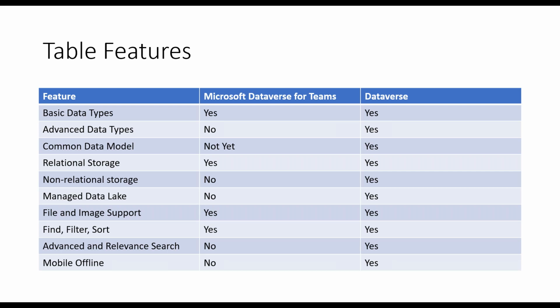You'll be able to find, filter, and sort, but things you won't have are mobile offline, advanced and relevance search, non-relational storage, and advanced data types. If you need those features or functionality, you need a full-fledged version of Dataverse.